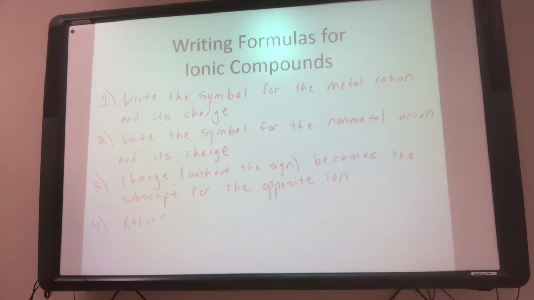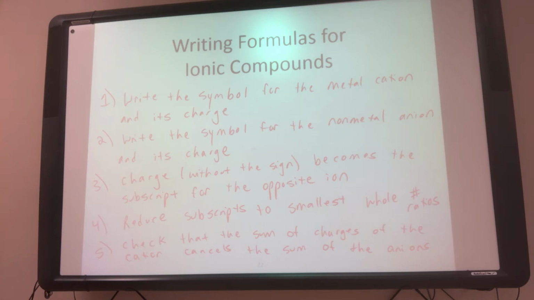Step 4 is to reduce subscripts to the smallest whole number ratios, because remember these are going to be empirical formulas. So it needs to be the simplest, smallest whole number ratios. And step 5 is our check that the sum of charges of the cation cancels the sum of the charges of the anions. So those are our steps, and we're going to use these steps every time. So you want to get used to these steps.